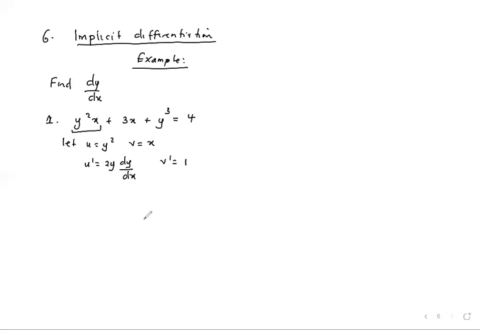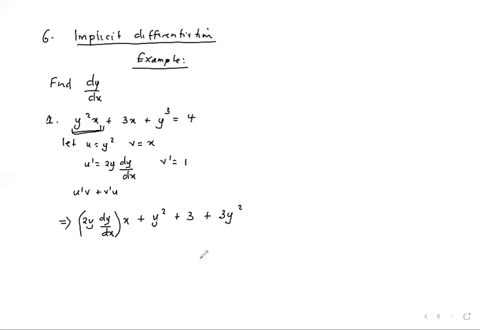So for this piece, we have u prime v plus v prime u, implying that u prime is 2y dy dx multiplied by v, and v is x in this case, plus v prime is 1 multiplied by u, which is y squared. This whole thing is just for this piece here. Then plus differentiate 3x with respect to x, we just get 3, plus differentiate y to the power 3 with respect to y first. So it becomes 3y squared.